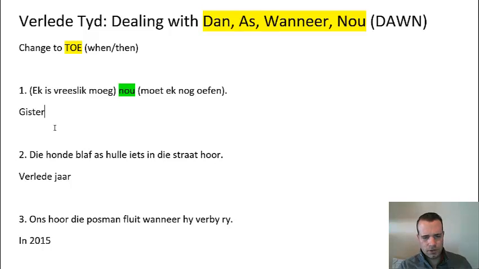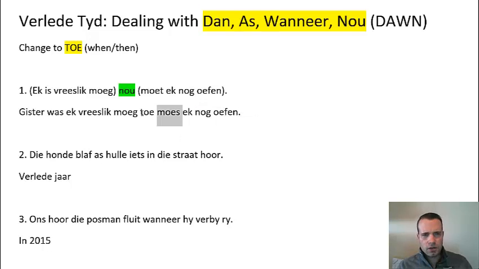Gister ek is vreeslik moeg. Is will go to was. Gister was ek vreeslik moeg. Now remember to change your nou to toe. Moet ek nog oefen. There's a helping verb, moet. To change that whole thing to the past tense, you just need to flip it to moes. Toe moes ek nog oefen. And just last thing you check is whether your verb 1 there is in the right place.